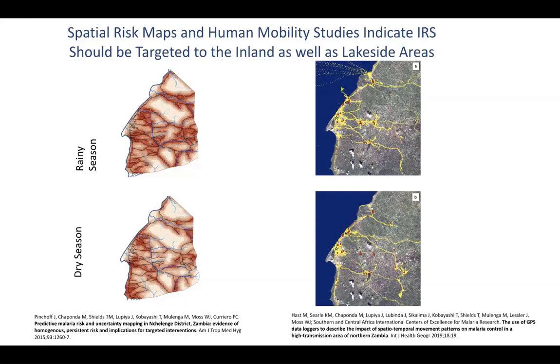On the right, I'd like to introduce a different type of geospatial data. That's geospatial data generated using GPS loggers, where we were able to track individual movement patterns from the lakeside into the interior. And basically, this showed that people were moving very frequently from their farms in the interior to the lakeside for fishing, even within an individual month. And both of these findings together suggest that indoor residual spraying in this area really needs to target a much wider part of the district rather than just the lakeside.